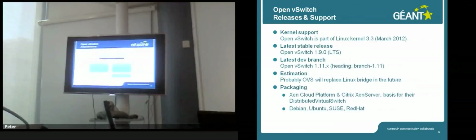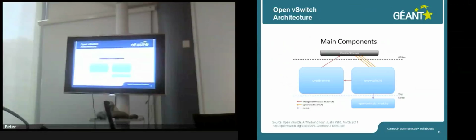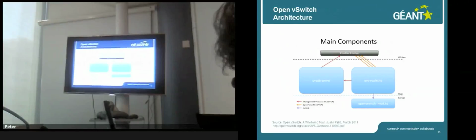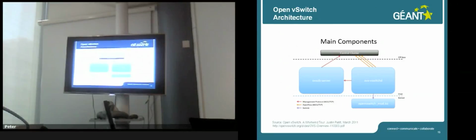This is the OpenVSwitch architecture. If you are using the kernel module, you can see down there the kernel module. And in user space, you have two main components. The first one is ovs-vswitchd, the daemon, which implements the OpenFlow protocol, the yellow lines.